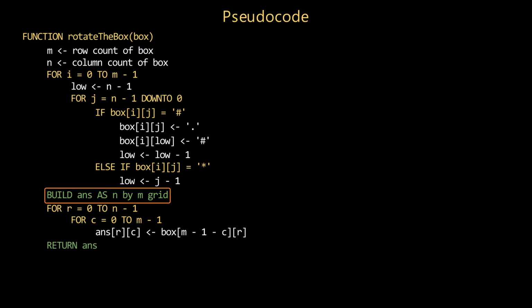Allocate the answer as an n by m grid matching the rotated shape. The outer loop indexes rows of the answer. The inner loop indexes columns of the answer. Copy from the packed box using the 90-degree clockwise index map. Return the completed answer grid.